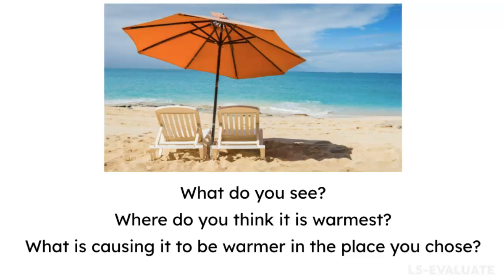You will then show students a picture of a beach with an umbrella that is making shade. Students will share what they notice about the image, where they think it is warmest on the beach, and what is causing it to be warmer.